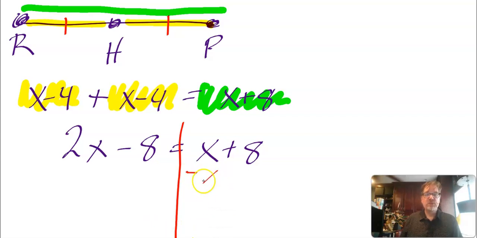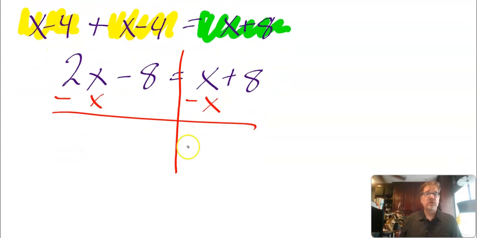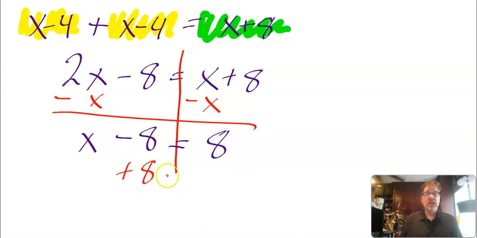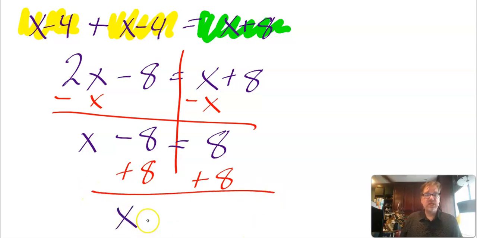I'm going to go ahead and move the smaller x over. I'm going to subtract x from both sides. So 2x minus x is x. Bring down that minus 8. x minus x is 0. Bring down the 8. Add 8 to both sides. And we find out that x equals 16.